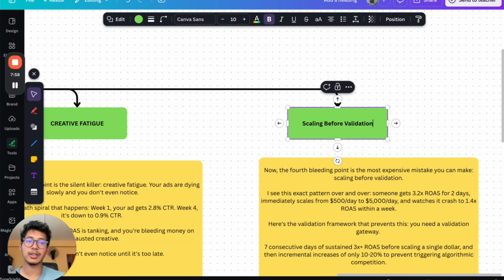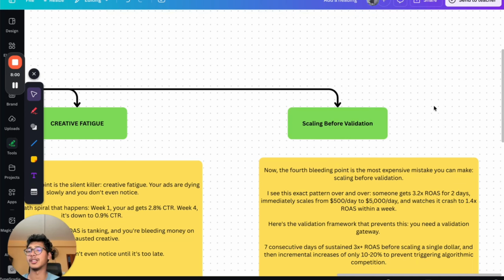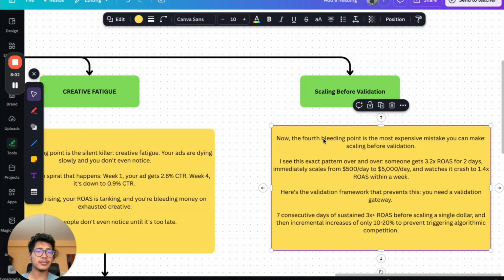validation. So the final point is scaling before validation. The fourth bleeding point is the most expensive mistake you can make, scaling before validation. I see this exact pattern over and over. Someone gets 3.2 ROAS for 2 days, immediately scales from 500 a day to 5,000 a day, and watches it crash to 1.4 ROAS within a week.